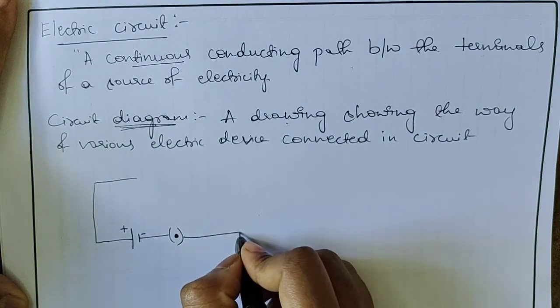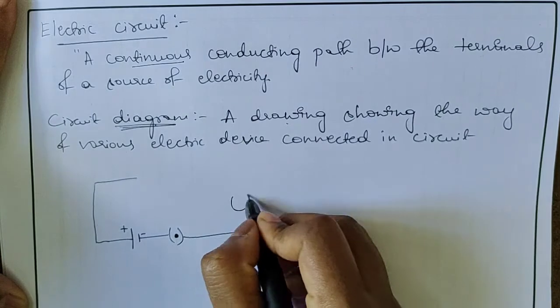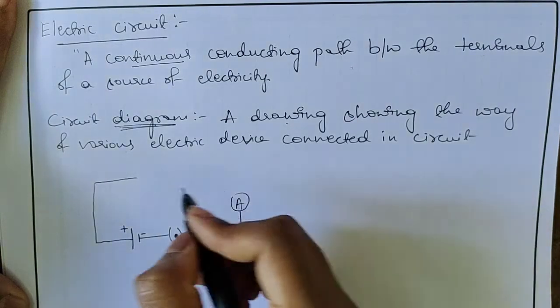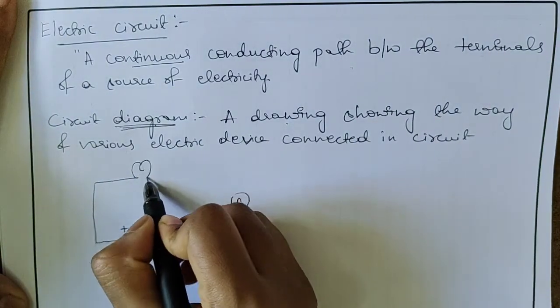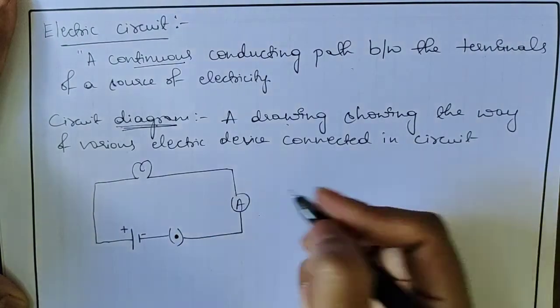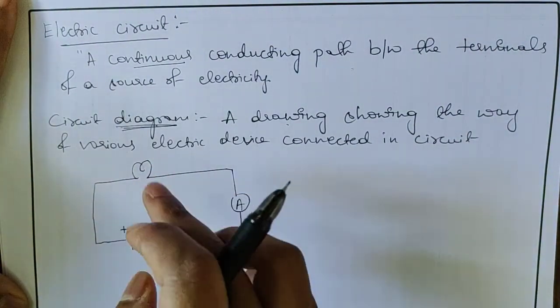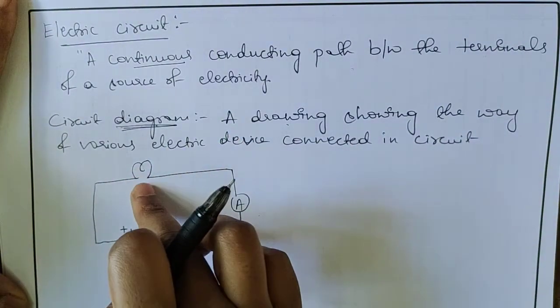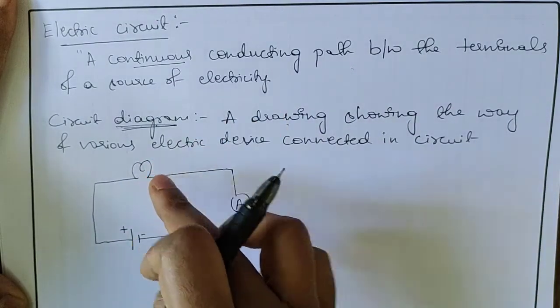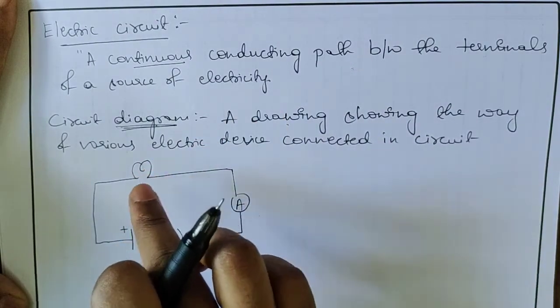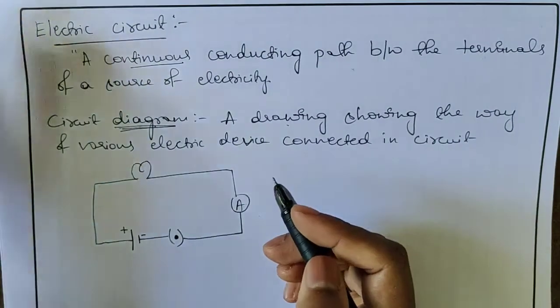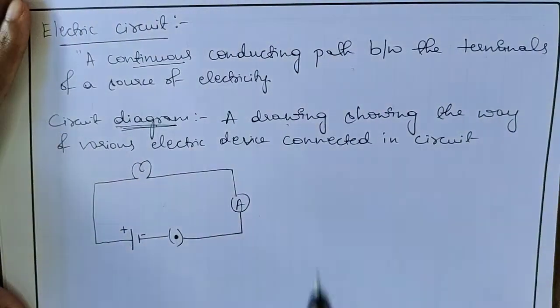Now what other things can we indicate? Let me take just an ammeter. It is a device which shows the current value. So let us connect one bulb here. So here if we switch on, the current will pass and the bulb will glow. If we switch off, the current will stop and the bulb doesn't glow. That's all, right?